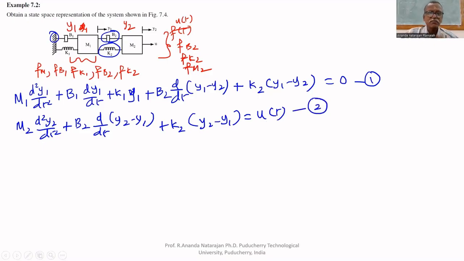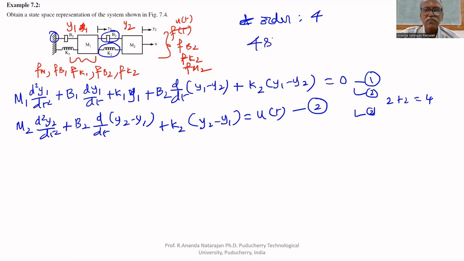What is the order of the system? Here the order is 4, because this is second order and this is another second order, 2 plus 2 equal to 4. Therefore, the given system is a fourth order system. How many state variables will be there? 4 state variables will be there.